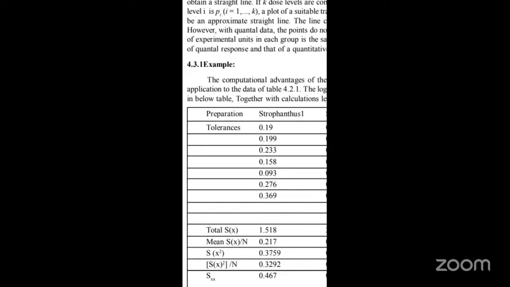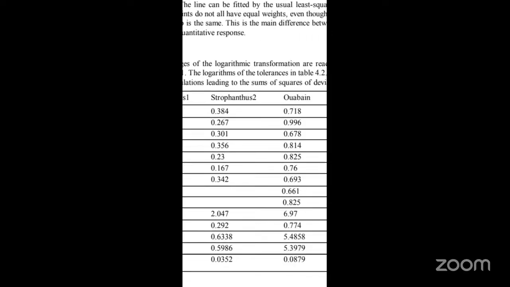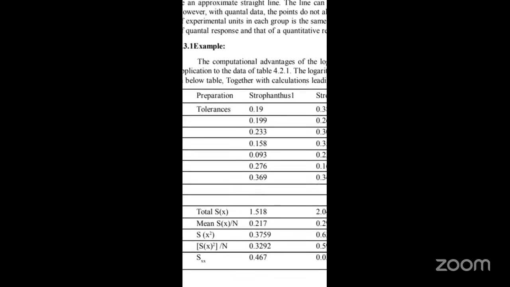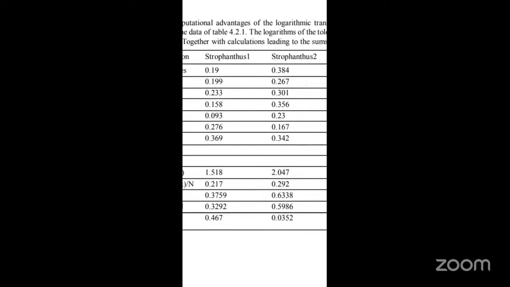Now, the computational advantages of the logarithmic transformation are readily seen by application to the data. The logarithms of the tolerances in 4.2.1 are shown below. Here, strophanthus 1, strophanthus 2, and so on. So this is the data with mean, standard error and covariance. Please see this table, note down and analyze this.